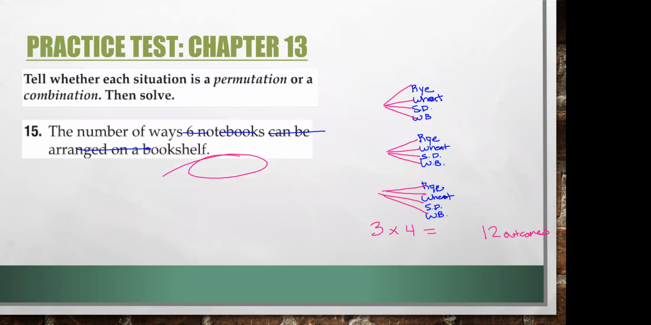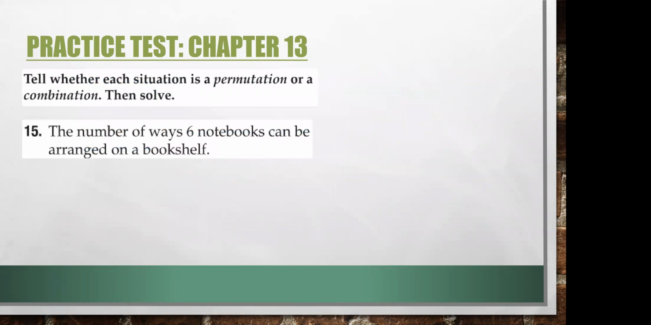All right, and then number 15 says tell whether each situation is a permutation or a combination themselves. So it says a number of ways 6 notebooks can be arranged on a bookshelf. So this is where order matters. So this would be a permutation. And we would use the fundamental counting principle to figure out how many different ways these 6 notebooks can be arranged.